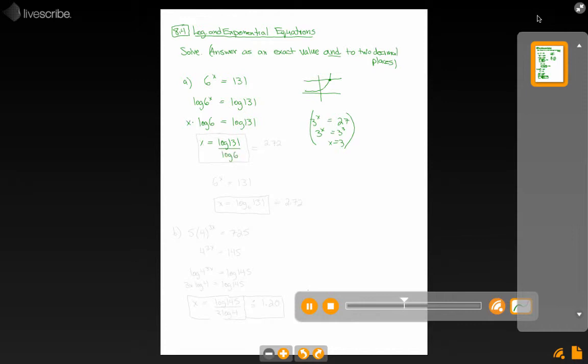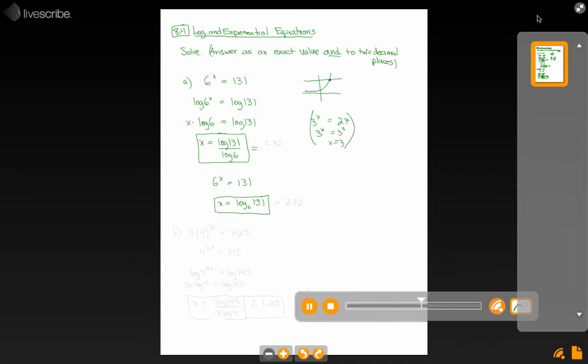Those are both just numbers. They're not particularly nice numbers, but with a calculator we can figure out what those numbers actually equal. But as far as an exact value answer, that is the answer that we'd be looking for. It is also possible, right from the beginning, to say this changed into log form is x equals log base 6 of 131. That answer is just as good and actually equals the same number given the change of base identity.